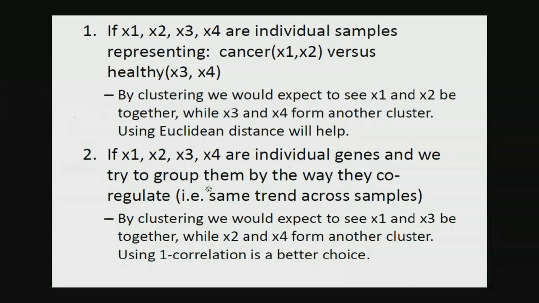So basically, the take-home message is: if you want to cluster samples, you use Manhattan or Euclidean distance. If you want to cluster genes, use correlation type distance measures. And that will help you identify the pattern.